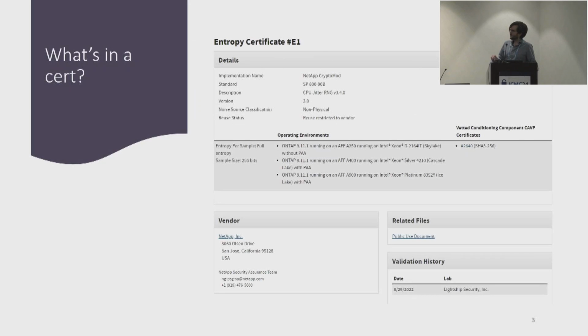But when you start reading these and you're trying to get information from the ESV site, you're given this lovely cert, and this is just for the very first one. Here you have a little bit of information. You see the operating environments. In this case, you see that there's a conditioning component. You know what lab did it, when it was done. But that information that most people care about, like what's happening underneath, unfortunately, that's hidden from everybody. That's in the EAR, but a glimpse of it is available in that link at the public use document.